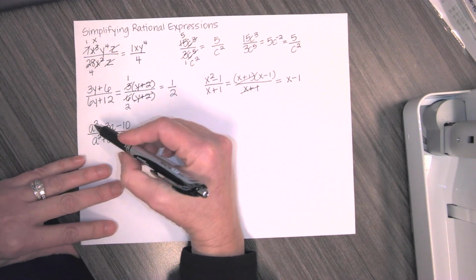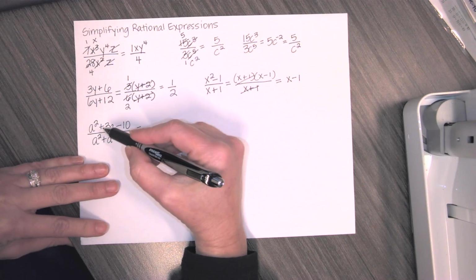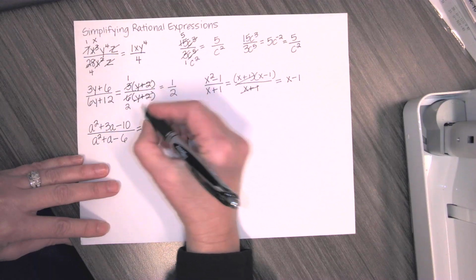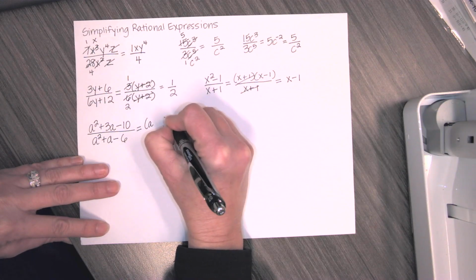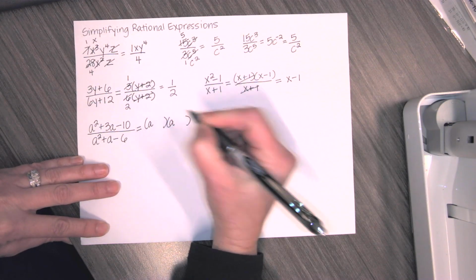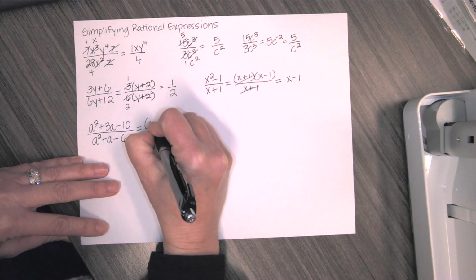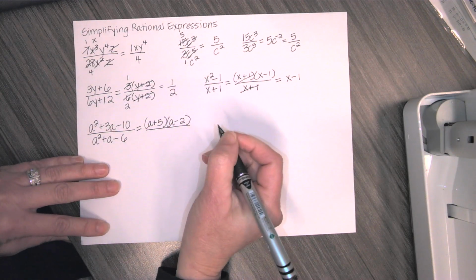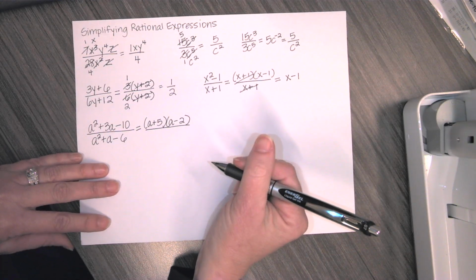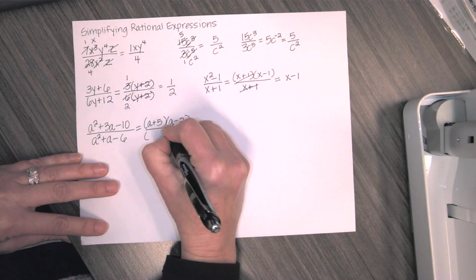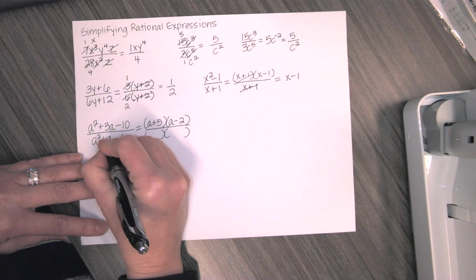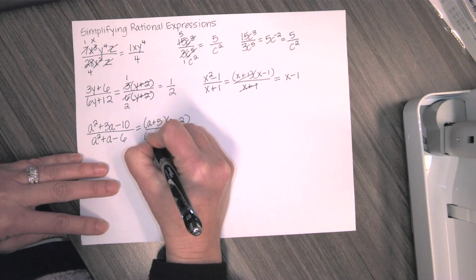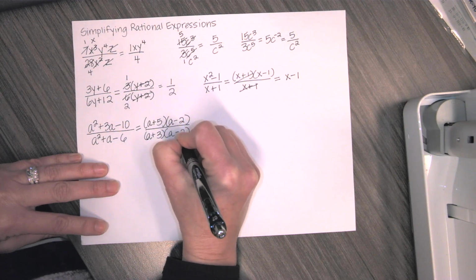So what you can do is you can factor, okay? So on top we have a trinomial with a leading coefficient of 1. We're looking for what multiplies to get negative 10 and adds to get positive 3. And that would be positive 5 and negative 2. On the bottom we have another trinomial with a leading coefficient of 1. We're looking for what multiplies to get negative 6 and adds to get positive 1. That's going to be positive 3 and negative 2.